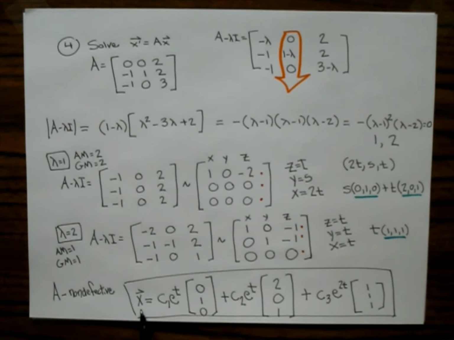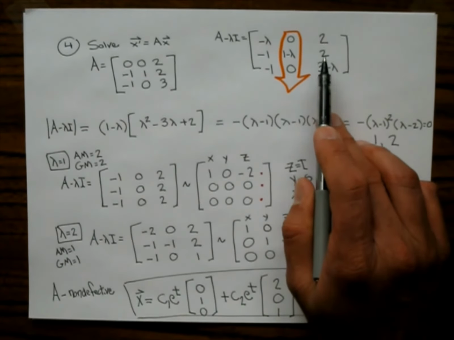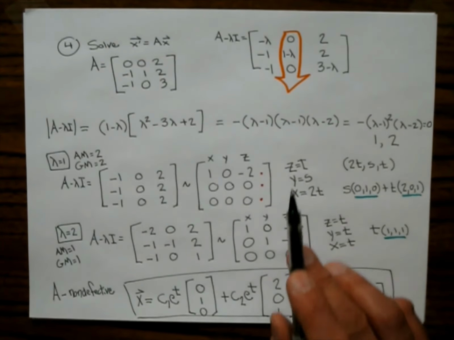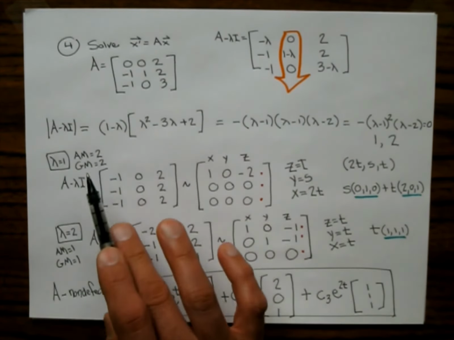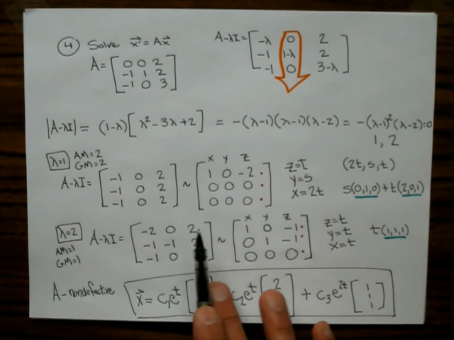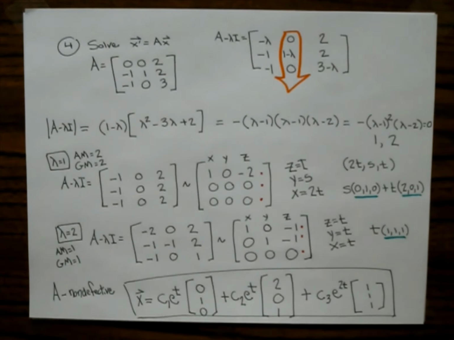This is really x1, x2, x3, and x1 equals 2c2 e to the t plus c3 e to the 2t. We could also write out the other components, but we don't have to do that for this problem. We are finished with this problem. And do you see that on this problem, most of the work was done finding eigenvalue-eigenvector pairs? Also note that A is non-defective.